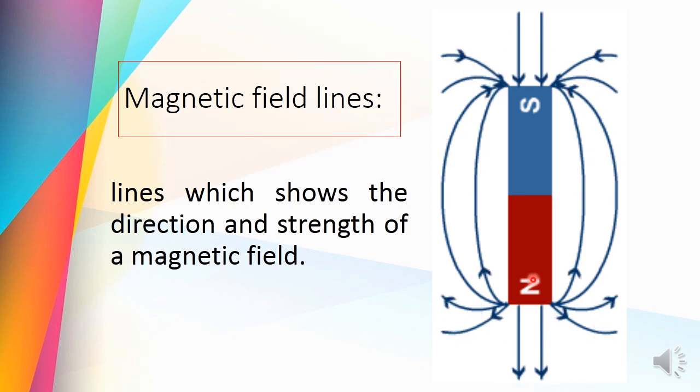And the lines are concentrated at the poles. As you can see, we have more lines here than the lines in the middle. So at the poles the lines are concentrated. It means that the magnetic field is stronger at the poles.